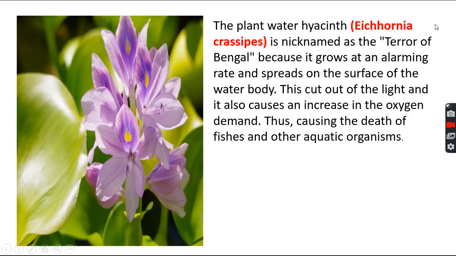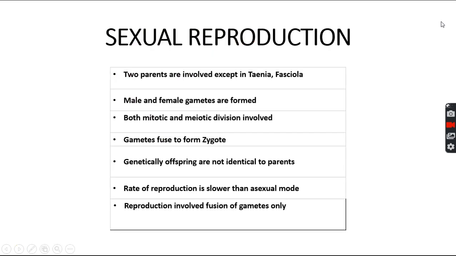Eichhornia is otherwise called the terror of Bengal because it is one of the most invasive weeds, found growing wherever there is standing water. It drains oxygen from the water, which leads to the death of fishes. It can propagate vegetatively at a phenomenal rate and spread all over the water body in a short period of time. It is very difficult to get rid of them. Why are we discussing Eichhornia? It is reproduced by the vegetative method.